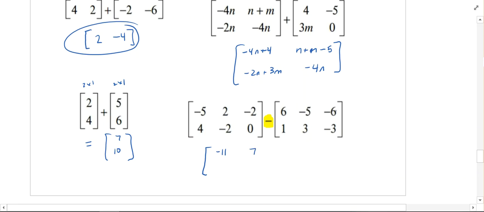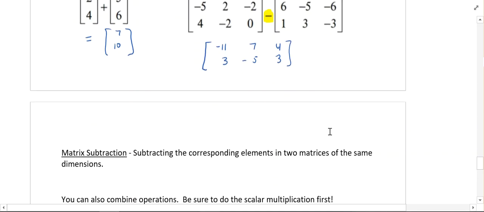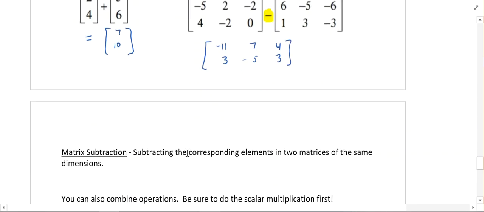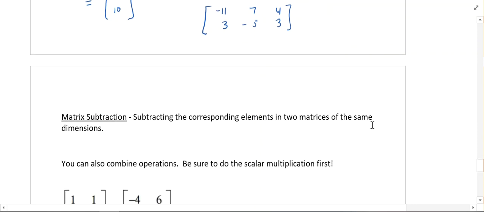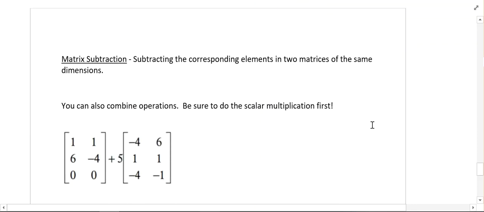Negative 2 minus negative 6. So the two negatives become a positive there, and so that'll be 4. 4 minus 1 is 3. Negative 2 minus 3 is negative 5. 0 minus negative 3 is 3. Okay? So again, you probably did it instinctively, but matrix subtraction is subtracting the corresponding elements in two matrices of the same dimensions. You can also do more than one operation.